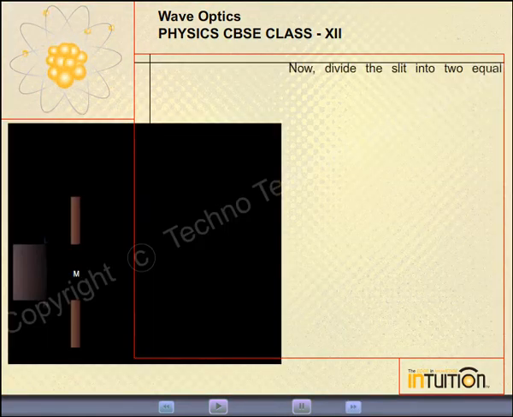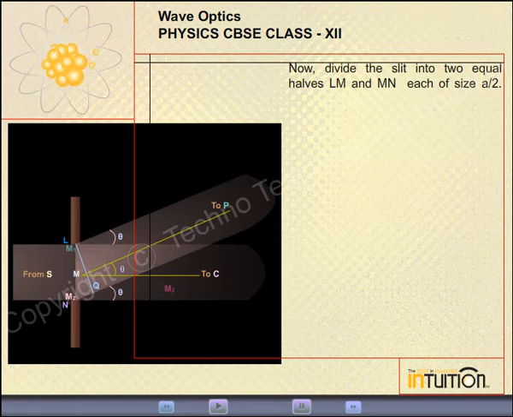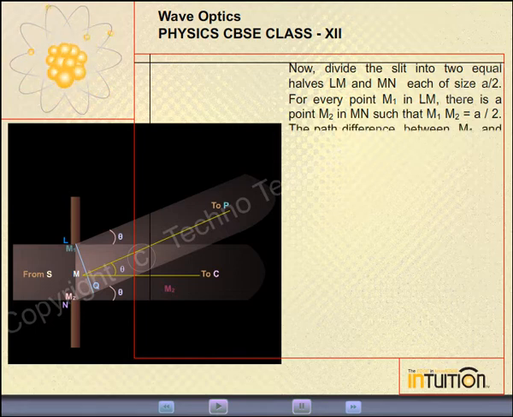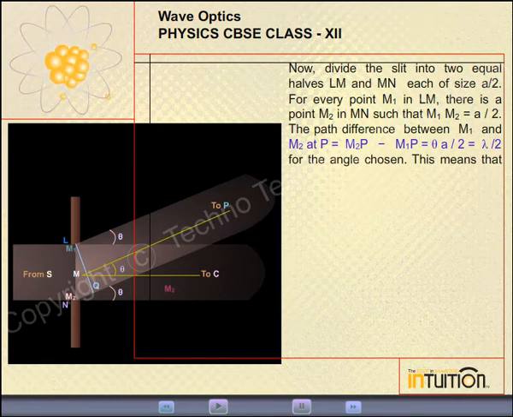Now divide the slit into two equal halves, LM and MN, each of size a/2. For every point M1 in LM, there is a point M2 in MN such that M1M2 is equal to a/2. The path difference between M1 and M2 at P is M2P minus M1P, which is equal to θ a/2, which is equal to λ/2 for the angle chosen.